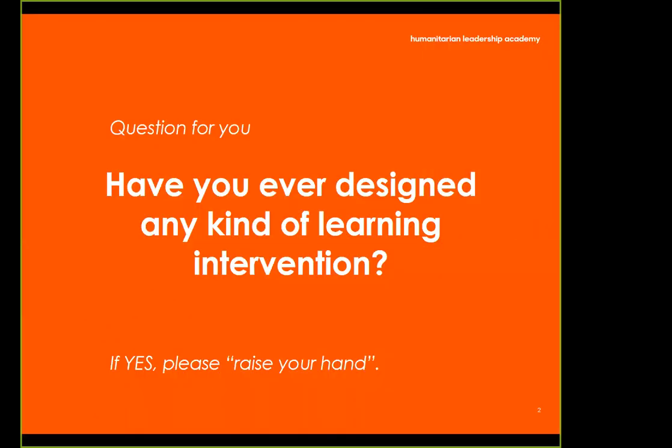I would like to know what your experience is with learning and with learning interventions, but I know that there is no time to go around and present each other. I have a question for you: have you ever designed any kind of learning intervention? And if yes, please raise your hand in the Zoom. You can do so by seeing the participants, and there is a small raise hand button. I can already see some of you. Amazing.